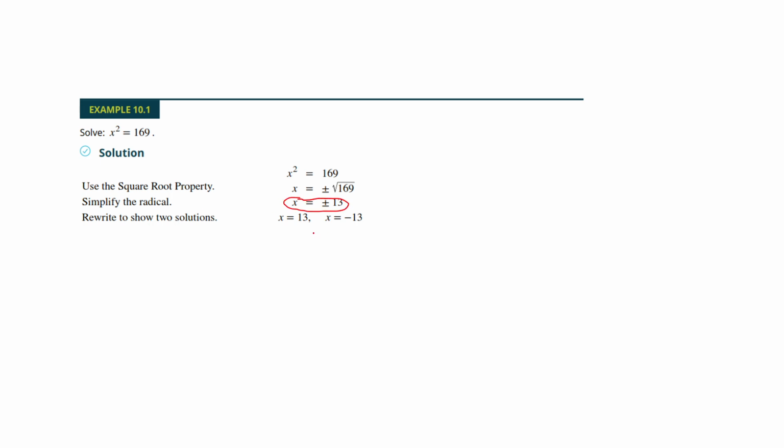So I had a discussion in an earlier video about sometimes they want just the principal root, where they are just saying you want the positive value. Not here. When we're solving these and we're taking the square root, we want the positive and the negative value. So there are two solutions, 13 and negative 13. And that's all there is. I don't know how much more complicated we get in this one.